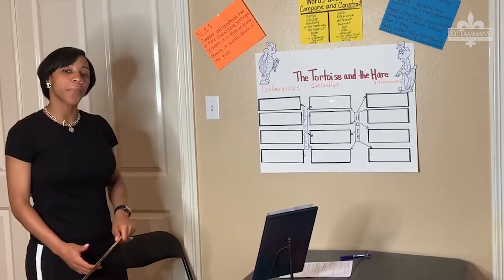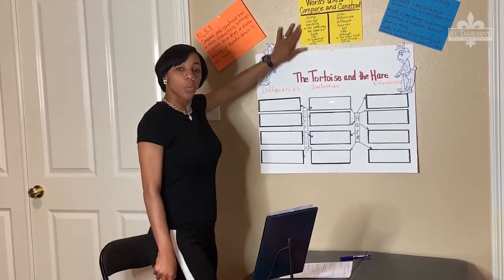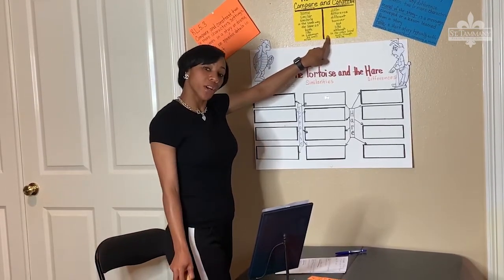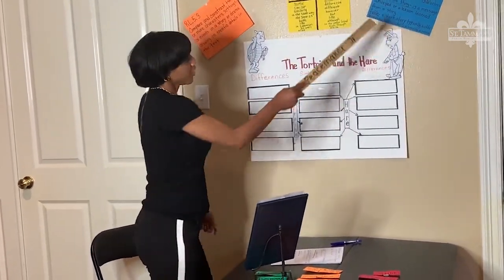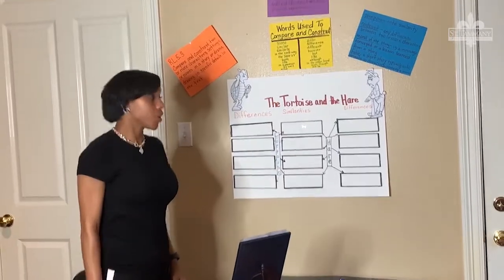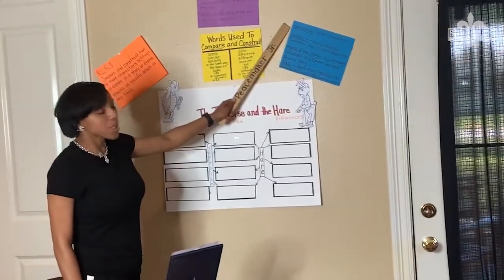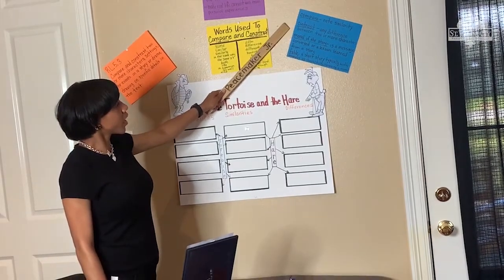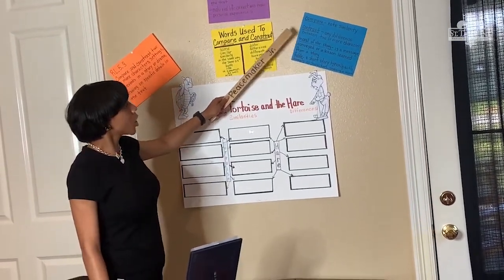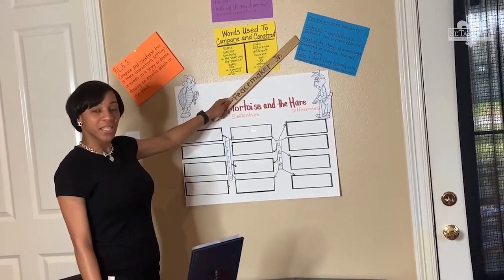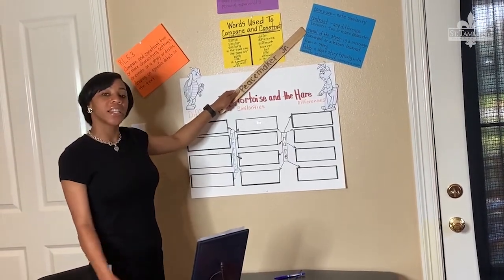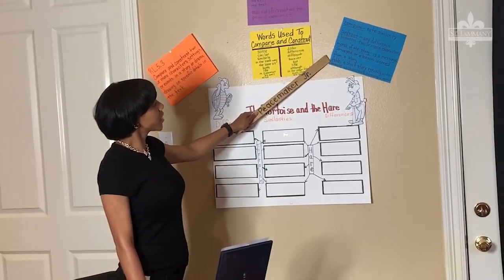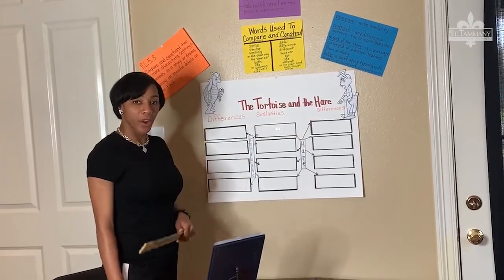Words used to compare and contrast. These are some words we use to compare, and these are some words we use when we're trying to tell the difference. These are the four vocabulary words that we will use today. The first one is compare, which means to note the similarities. Contrast means to tell the difference. Moral of the story is a message conveyed or the lesson learned. A fable is a short story, typically with animals as characters.